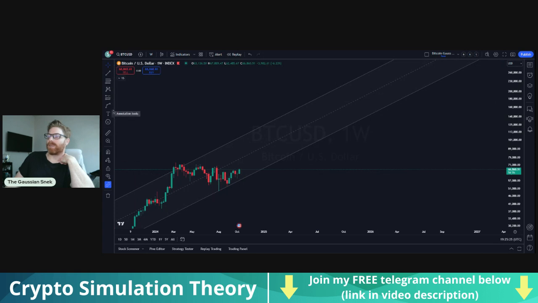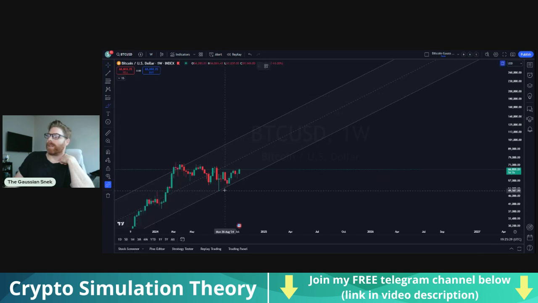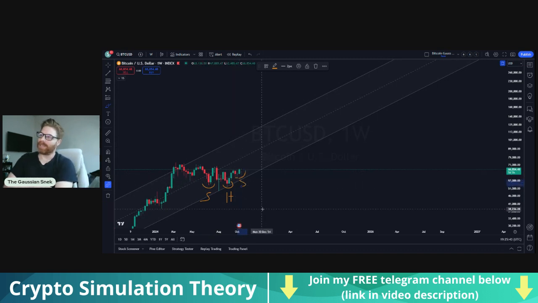Let me get the drawing tool out so I can show you what I'm talking about. I noticed that we had the formation of potentially an inverse head and shoulders pattern. So here's the head, here's the shoulder, and you can see that there's a third shoulder that's been forming. I put a question mark on this, but it looks to me like we're getting that shoulder and breaking through the neckline.